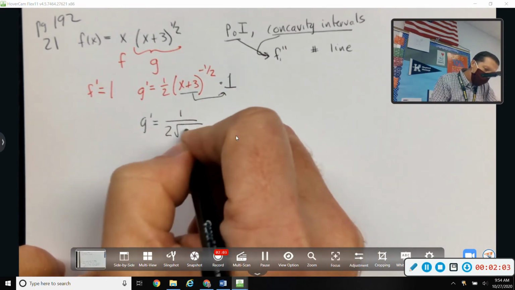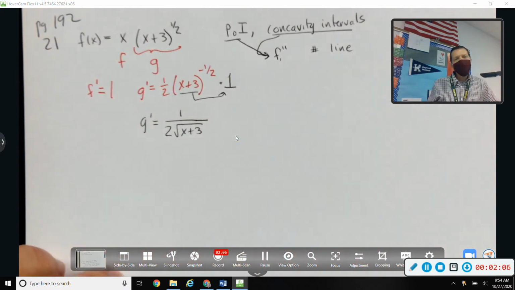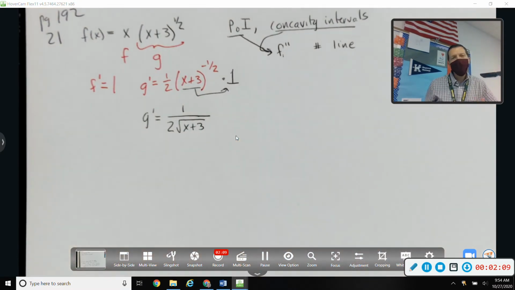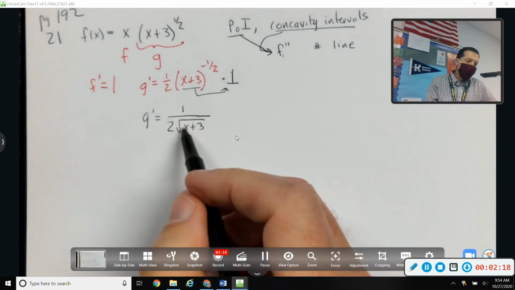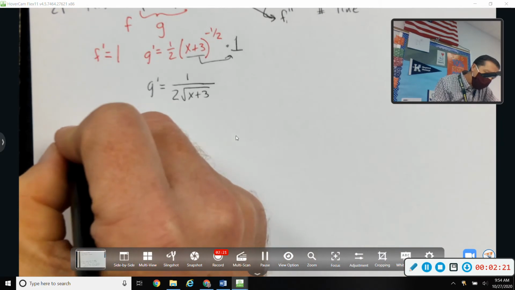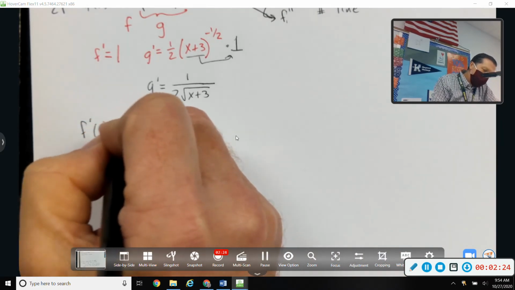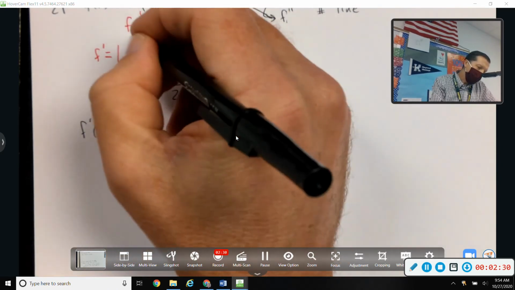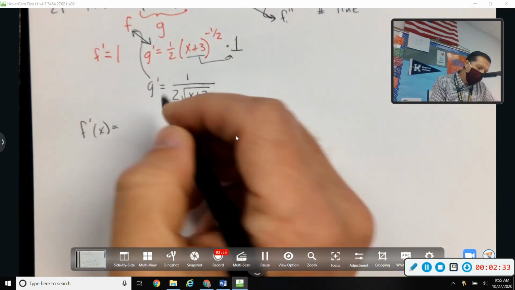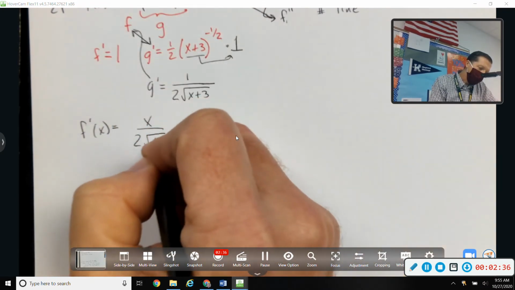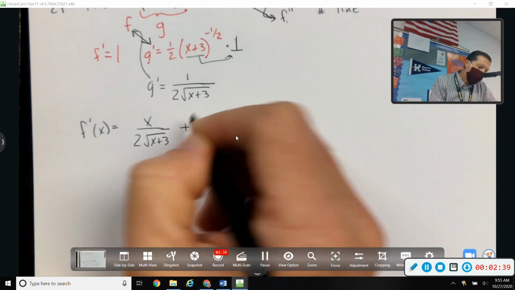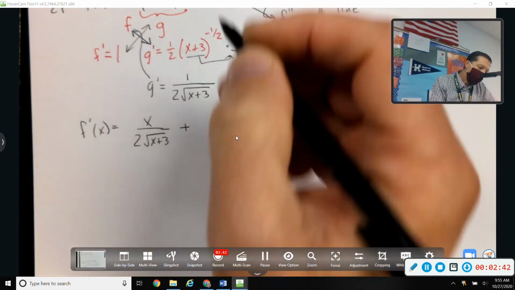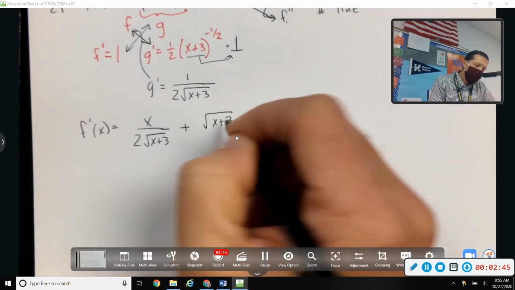1/2 square root x plus 3. Again, I go back and forth with the 1/2 and the square root. The square root looks better, but the 1/2 is better for derivative, so I don't even know if that was the best decision because we're going to need to take another derivative in a minute, but we'll cross that bridge when we get there. Product rule. So first times derivative of the second. Actually, I'll go all the way to this one. So x over 2 square root x plus 3 plus the other way around, square root x plus 3.